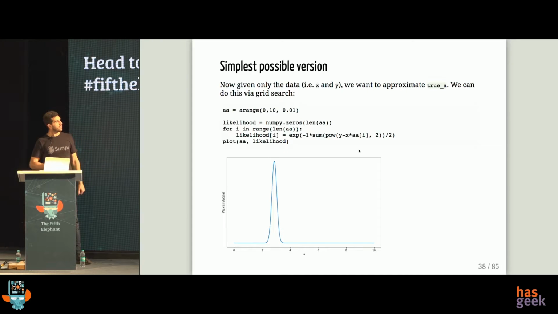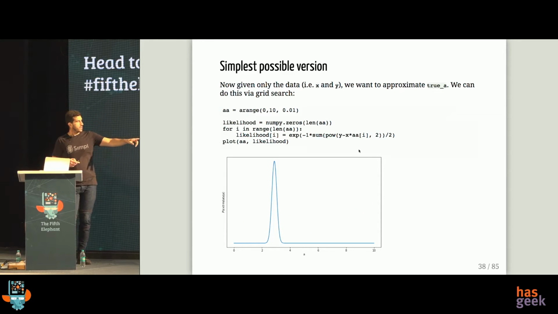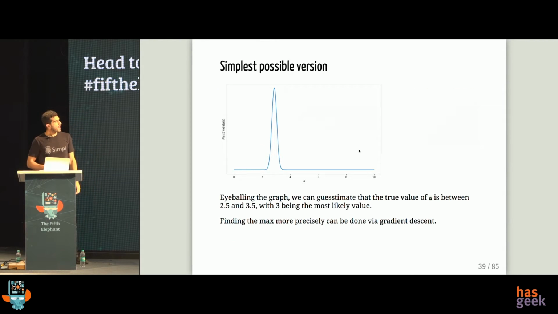And so what you can see in this data, which on the previous slide I generated with the true A being 3, this likelihood has a peak in the general vicinity of 3. It's not exact, but it's close. So you could find that with grid search, and you could use gradient descent, but in one dimension, who cares? You can also just look at the graph and see the result. Obviously, that doesn't work in practice, but in examples, it works.